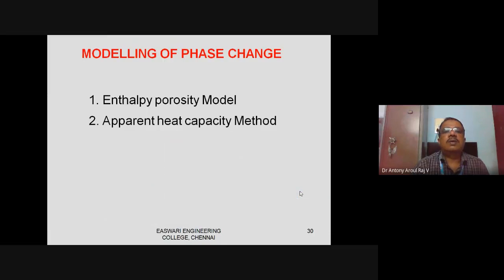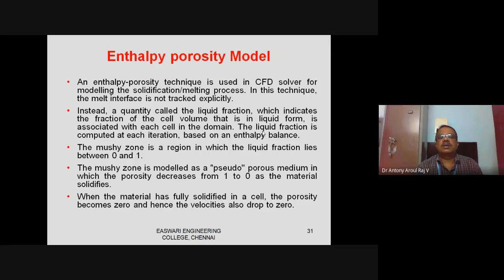Now how can you go for modeling of phase change in a building? I can go by the enthalpy porosity model, or I can go by the apparent heat capacity model. The enthalpy porosity model is mostly used in CFD solvers. Here we will have the energy equation, the temperature or enthalpy equation that we have.